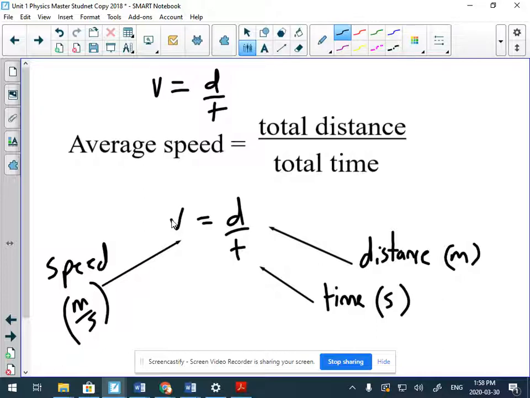Now, you can rearrange this formula by timesing both sides by time, and you get TV is equal to D to solve for distance. This is known as the TV dinner formula.